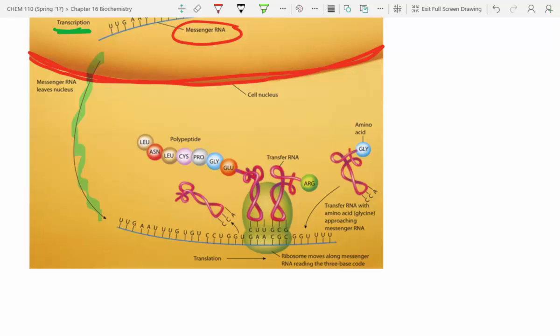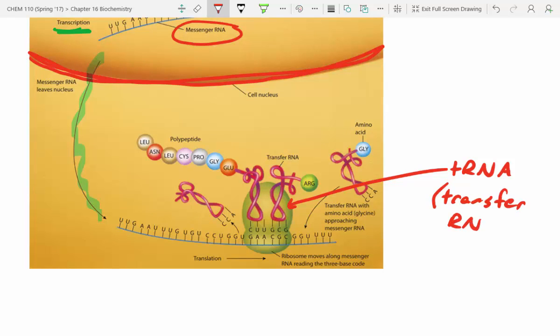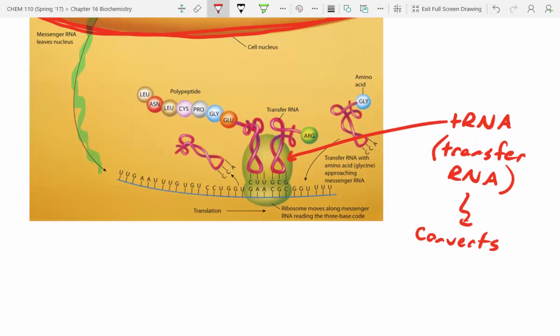tRNA. And that's for the translation. So right here, what we have is a tRNA, and this is referred to as transfer RNA. It converts mRNA to proteins. It's pretty dang weird in my opinion.